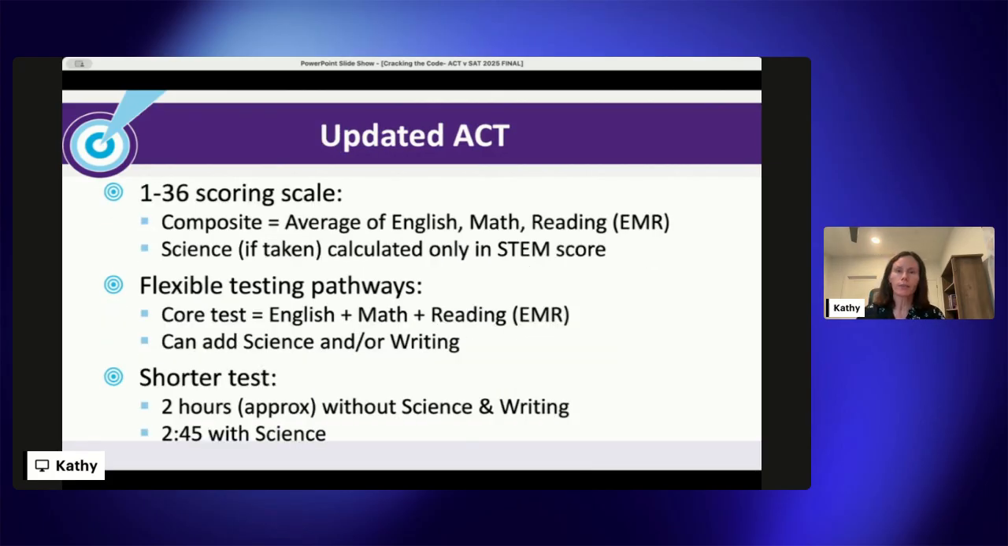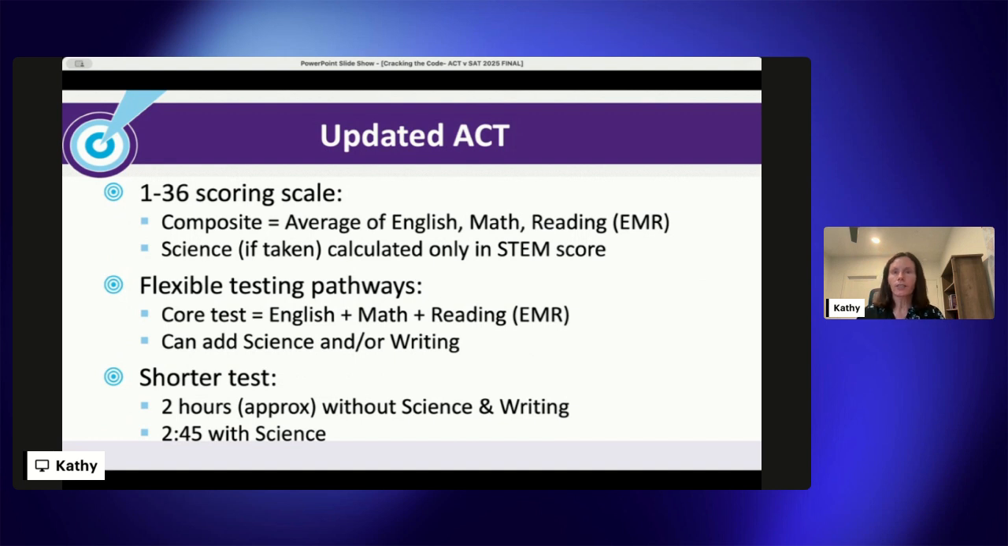All right, a few other pieces of information with our new ACT here. Before, the ACT required science, so your composite score used to be an average of those 4 subtests: English, math, reading, science. Now, the science no longer counts towards that composite score.